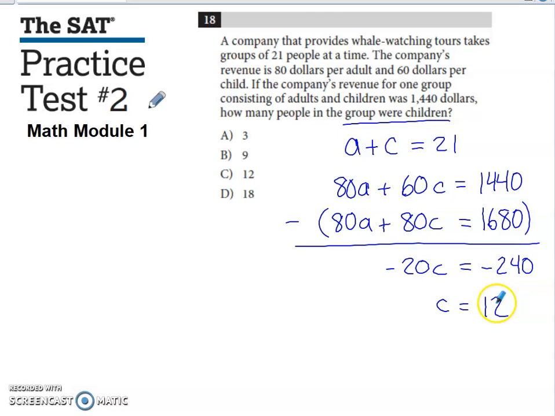The negative divided by the negative produces a positive answer, and we are looking at 12 children as the number of children on the trip.